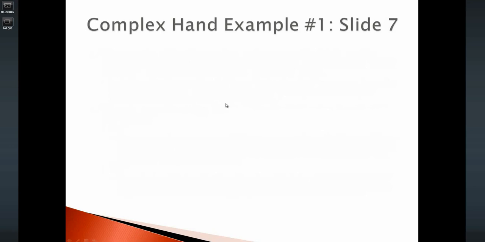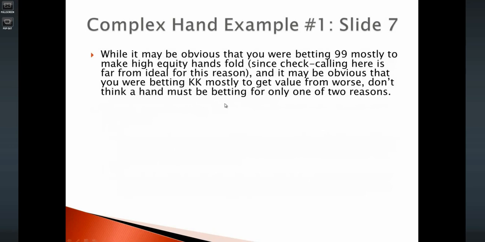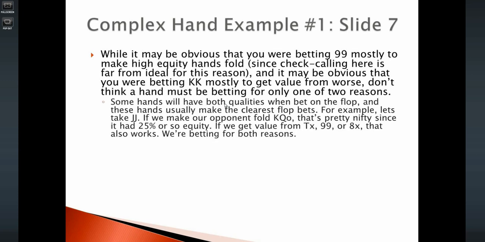Slide 7. While it may be obvious that you were betting nines mostly to make high equity hands fold, since check calling here is far from ideal for this very reason, and it may be obvious that you were betting kings mostly to get value from worse, don't think a hand must be betting only for one of two reasons. Some hands will have both qualities when bet on the flop, and these hands usually make the clearest flop bets.